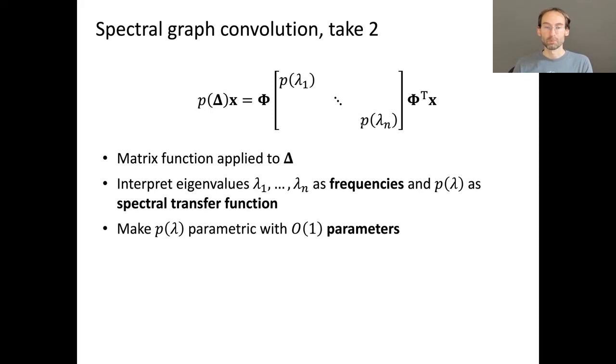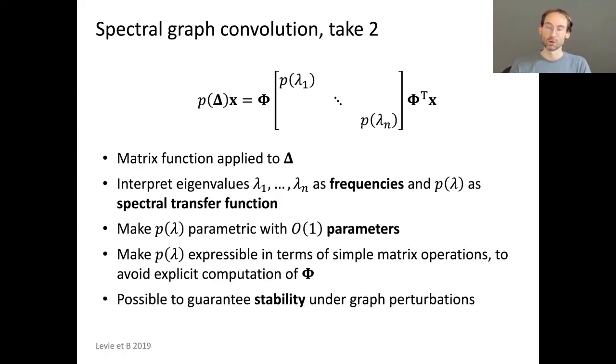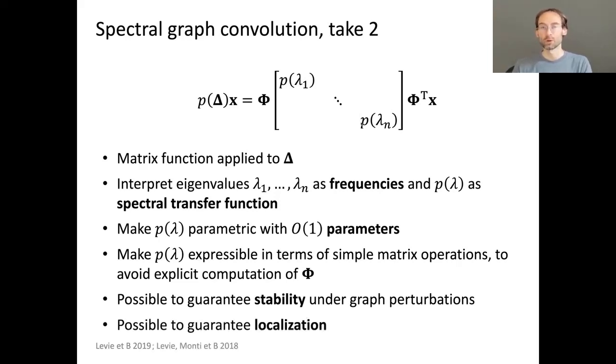And if we make it parametric with a fixed number of parameters, we solve the problem of the number of parameters depending on the number of vertices of the graph. If we can express this function in terms of simple matrix operations, we can completely avoid the explicit computation of phi. Basically, we can write it as, for example, products of Laplacians or powers of Laplacians and so on. It is possible in this case to guarantee stability under graph perturbations. So we solve the problem of generalization across domains. And it is also possible to guarantee some form of localization, either compact support or exponential decay of the filter.